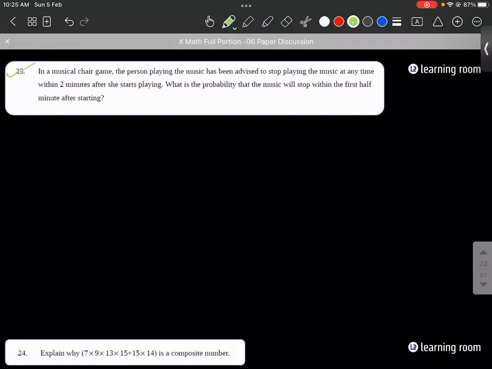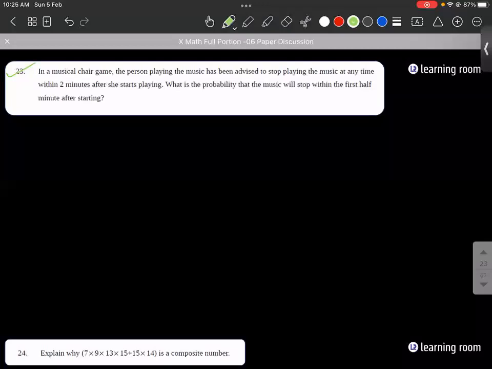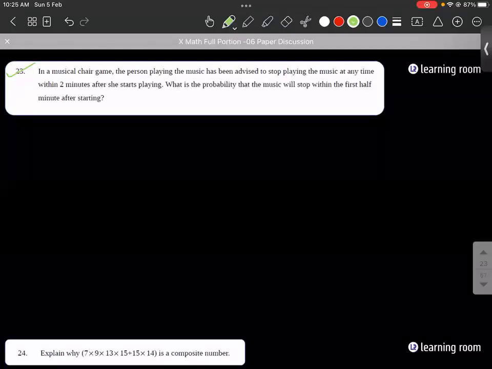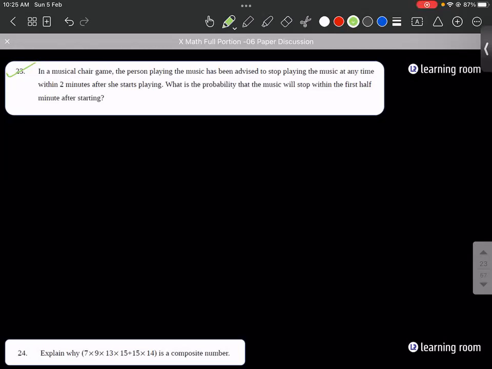23rd. In a musical chair game, the person playing the music has been advised to stop playing the music at any time within 2 minutes after she starts playing. What is the probability that the music will stop within the first half minute? 1 by 4. Correct.